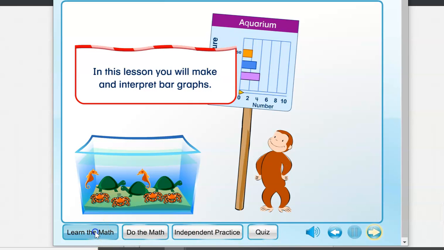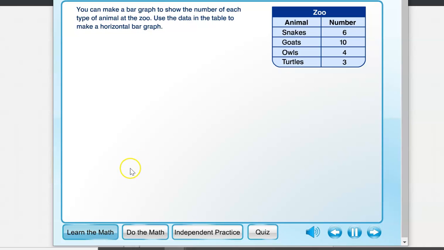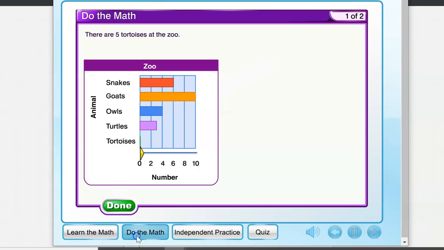So you're going to learn the math. And you can just click the arrows to learn the math. You can make a bar graph to show the number of animals. Use the data in the table to make a horizontal bar graph. Then you're going to do the math. There are 5 tortoises at the zoo. Make a bar for the tortoises.